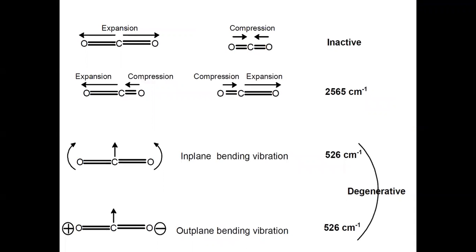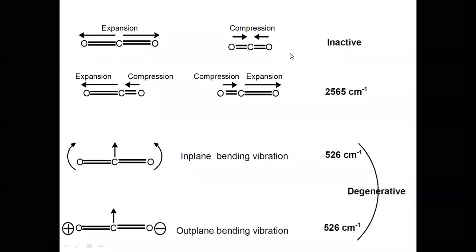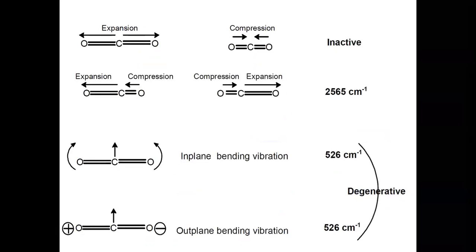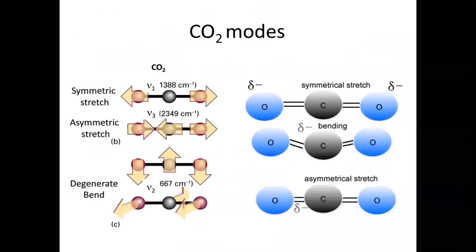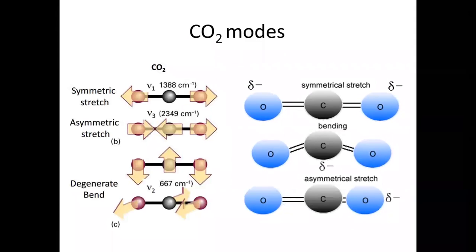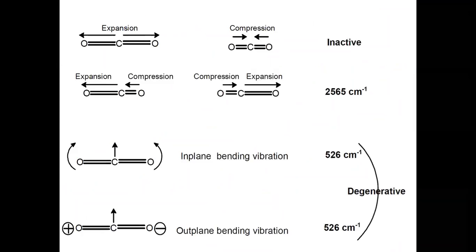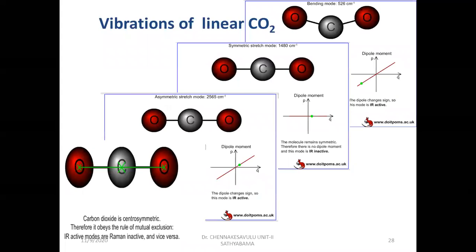Anyway, this is an inactive thing, but I told you already the induced dipole moment will be there for this symmetric thing, so it will give a peak at 1388. Normally this is inactive, but if you send the IR radiation on this molecule, what will happen? This carbon dioxide will give a symmetric stretching peak at 1388. Okay, 3 peaks for carbon dioxide, and the representation of all the vibrations for carbon dioxide.